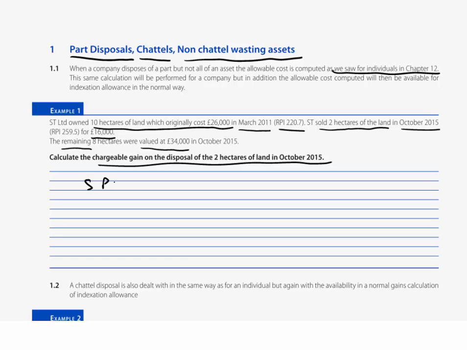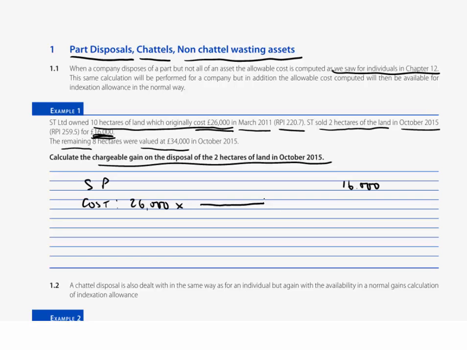So how do we do it? Pick up our sales proceeds. What are we now selling this 2 hectares of land for? Sold the 2 hectares of land for £16,000. Sales proceeds, 16,000. We now need to know the allowable cost. So what was the original cost that we incurred when buying all of the 10 hectares? That was a cost of 26,000. How much of that now belongs to the part being disposed of?